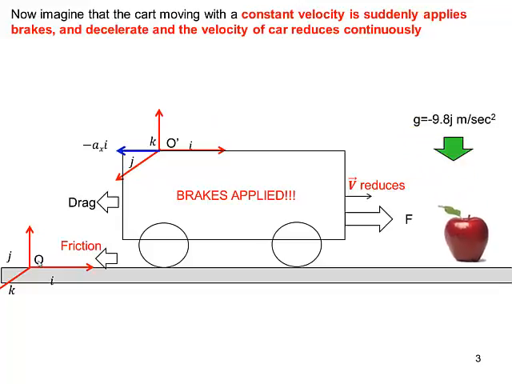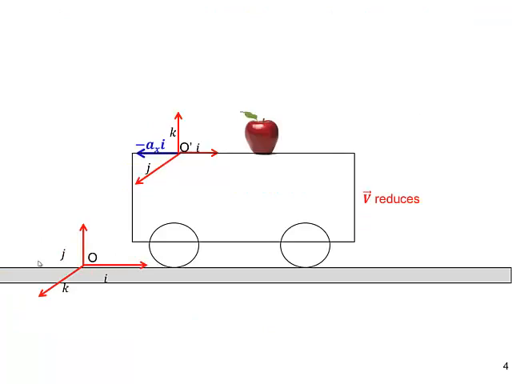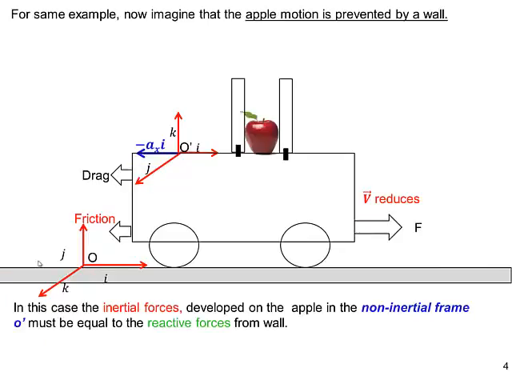Finally, imagine another thought experiment. For the previous case, when the cart applies brakes, the motion of the apple is prevented by a wall. Now we can conclude that a reactive force from the wall rigidly connected to the cart is opposing the inertial forces experienced by the apple in the non-inertial frame of reference O dash. The magnitude of this inertial force will be the mass of the apple times the acceleration of the cart.